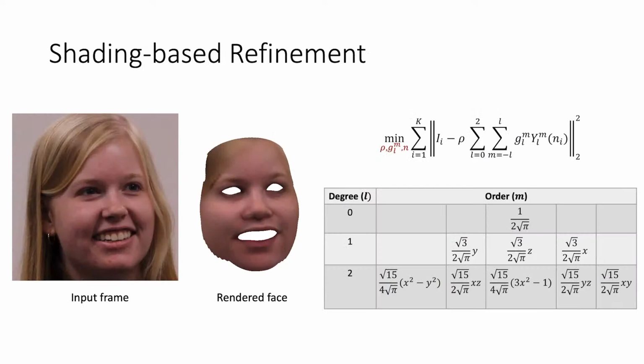Next, we simulate the lighting with spherical harmonics and synthesize a colored face image. The table shows the evaluation of spherical harmonics functions for the first 3 degrees. By minimizing the distance to the input face image in color space, we solve the unknown albedo rho, weights of spherical harmonics G, and the normal vector N.